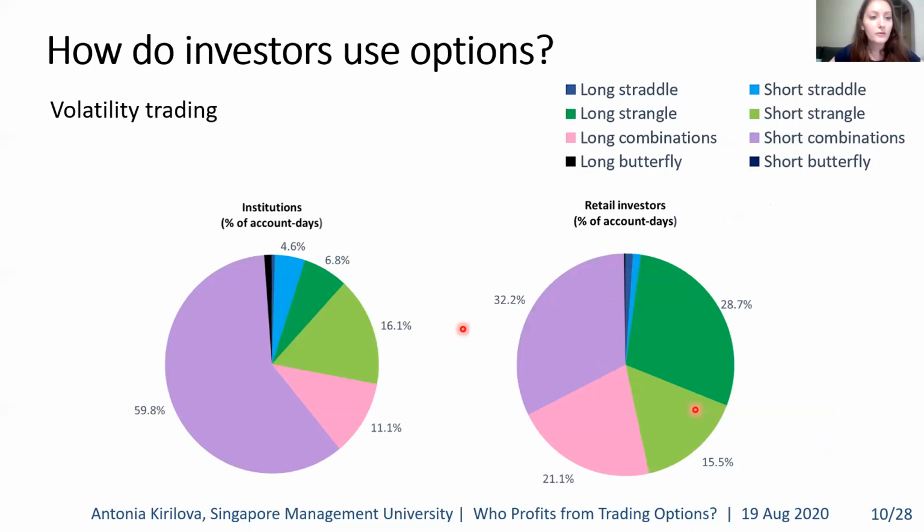And again, if we look at institutions versus retail investors separately, the difference is that the institutions are holding more short vol positions. So there are a lot of short combinations and short strangles, while the retail investors tend to use both short and long vol strategies about equally.